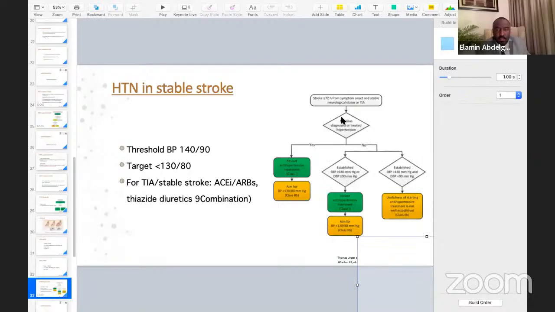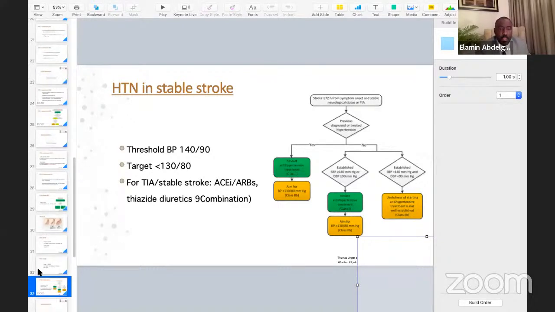If the patient has not been known to have high blood pressure and his systolic remained equal or more than 140, or diastolic equal or more than 90, then start treatment. If the blood pressure after the stroke went down to less than 140 over 90, just to remind you again, this is one of the two groups out of all ACC categories where the threshold of treatment is 140 over 90, not 130 over 80, like what we said earlier. So here, if the blood pressure is in this range, then the usefulness of starting antihypertensive treatment is not well established.